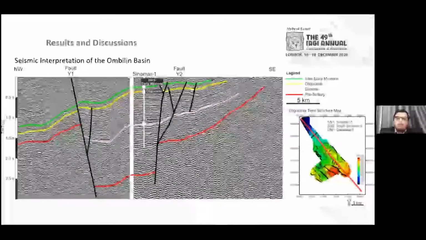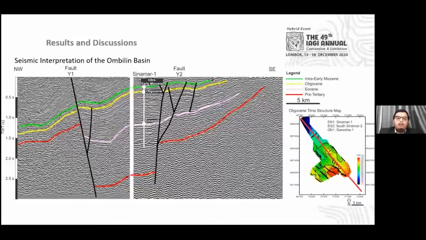And this is the section that runs parallel with the major structure. In this section, we can see that the northeast-southwest structures were reactivated, and we have positive flower structures. On the other hand, we can also see that the Eocene and Oligocene units were controlled by the faults Y1 and Y2. So both the Eocene and Oligocene units were fault controlled. And then we have a widespread intra-early Miocene sedimentation.